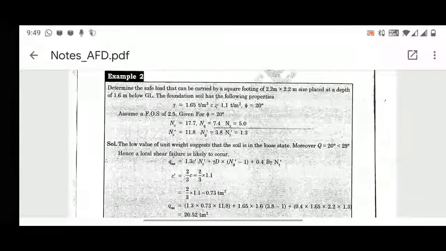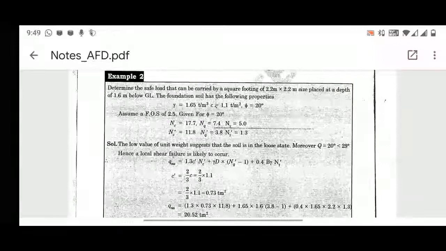That's why I was telling you in the beginning, most of the time you will have this NC, NQ, and N gamma values directly given in the question, so you need not worry about it. And why have they used this NC dash, NQ dash, and N gamma dash? This is for the local shear failure. So whenever the question gives local shear failure for a particular kind of sand or soil, you have to use NC dash, NQ dash, and N gamma dash.